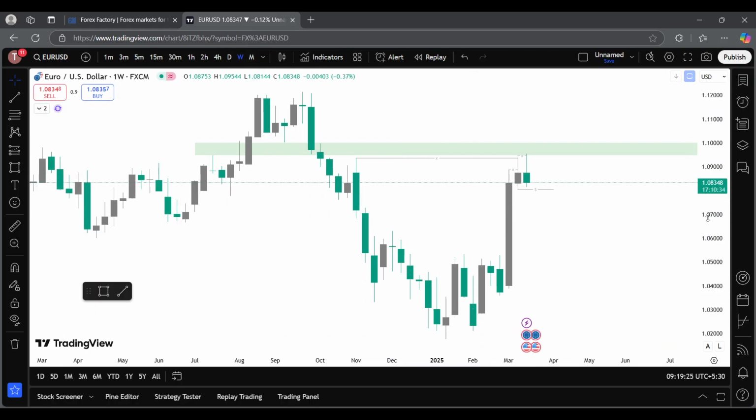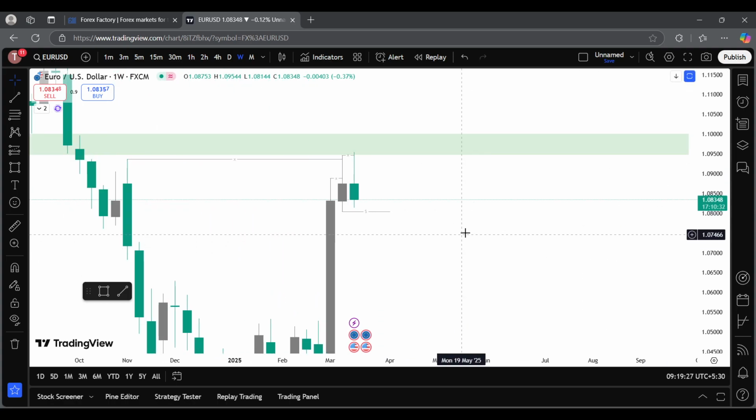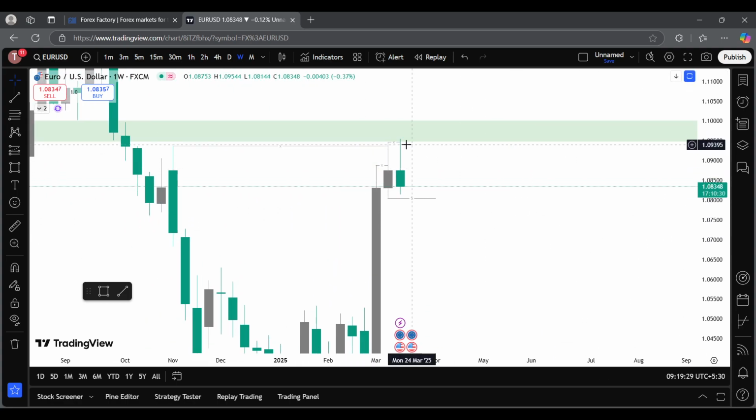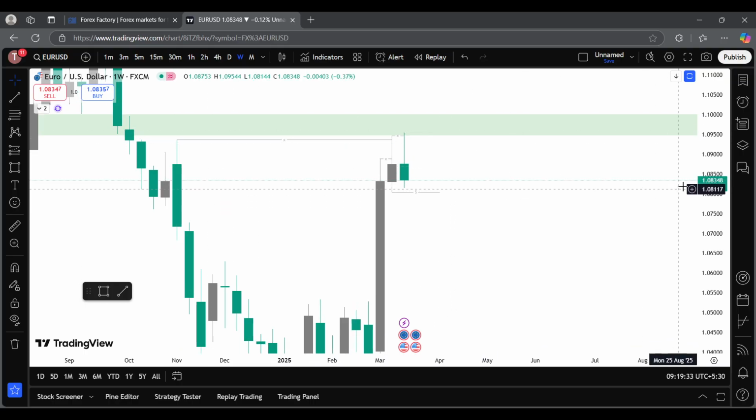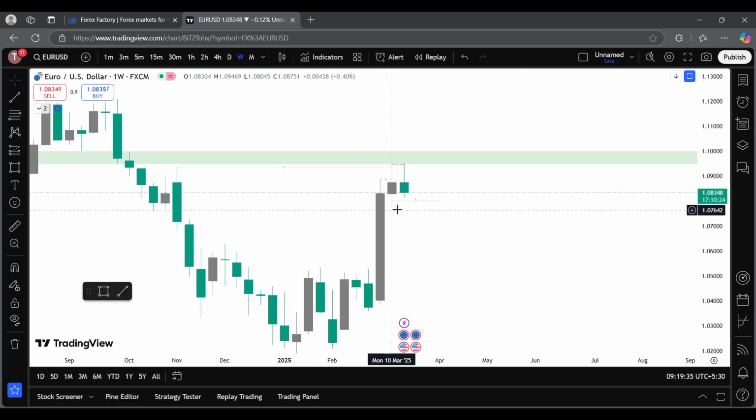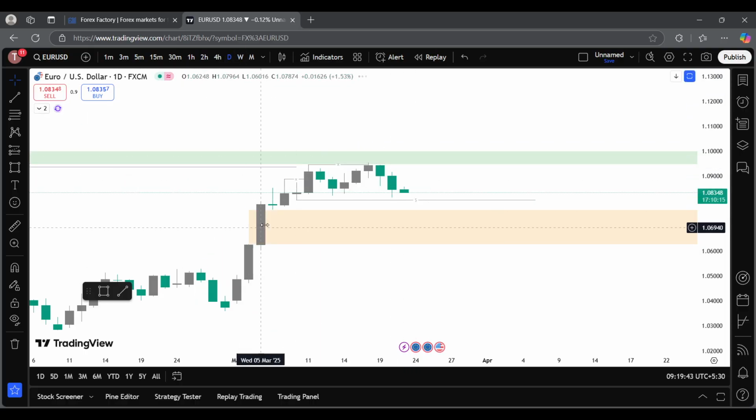So now that we are in the weekly zones, what we can see is that the price was sweeping the highs and we have swept the previous extreme high. And currently, I'm anticipating that the price can most likely take this low and mitigate this weekly FVG. So let's move to the dailies to see what we have in this move.